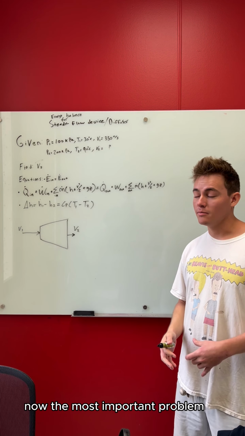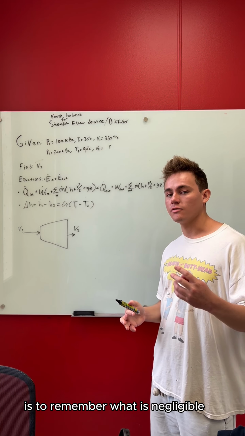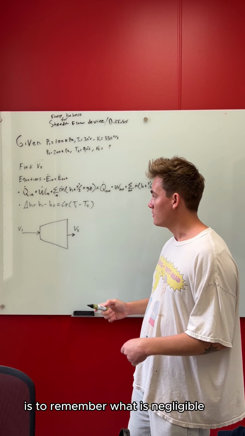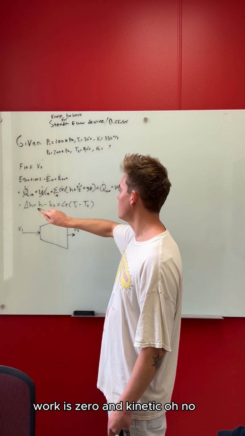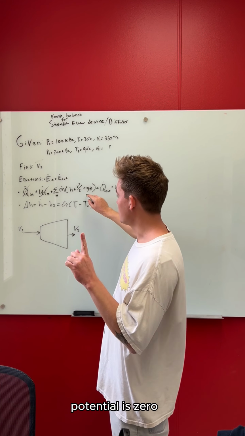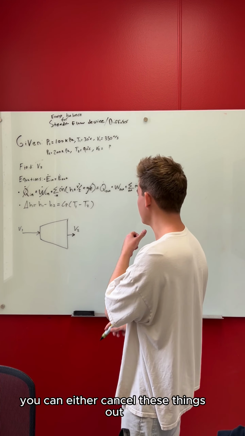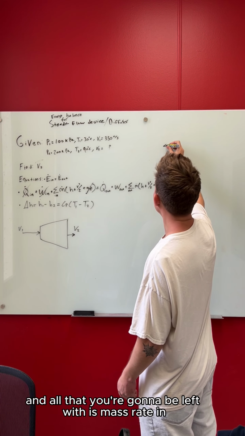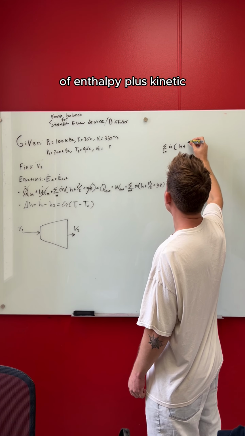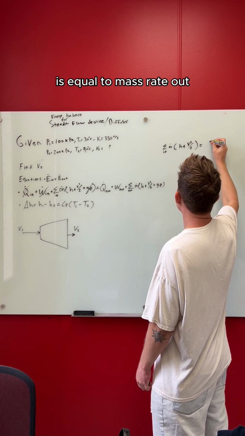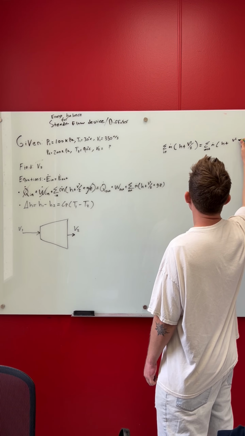Now the most important thing for these diffuser and nozzle problems is to remember what is negligible. Heat transfer is negligible, work is 0, and potential is 0. So anytime you have a diffuser or a nozzle, you can cancel these things out, and all you're going to be left with is mass rate in of enthalpy plus kinetic is equal to mass rate out of enthalpy and kinetic.